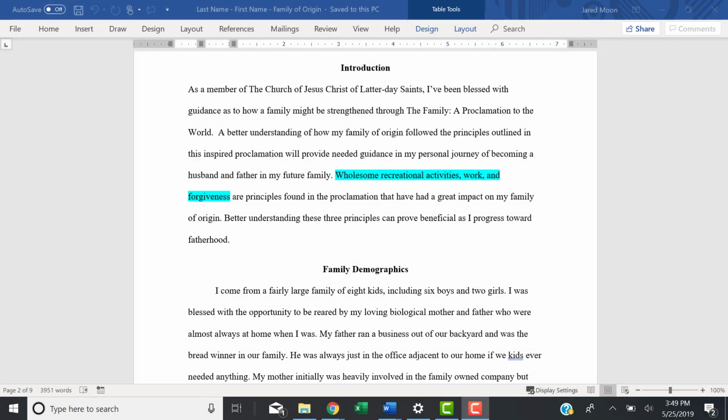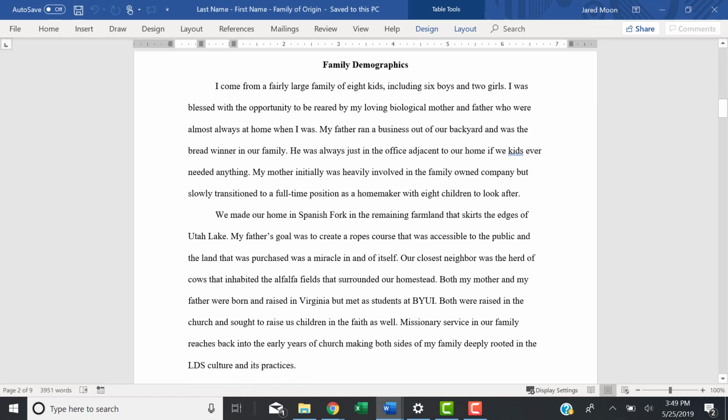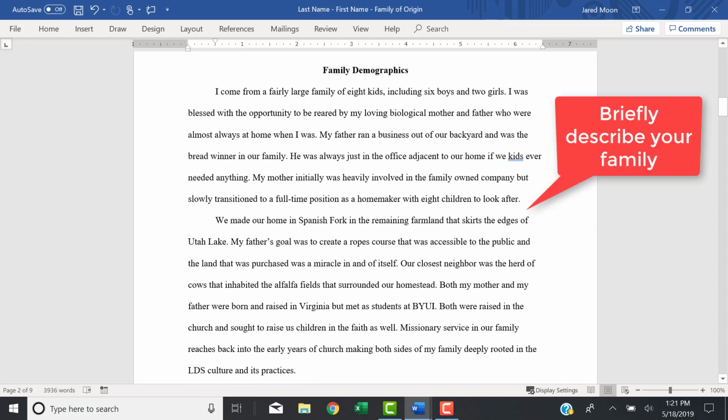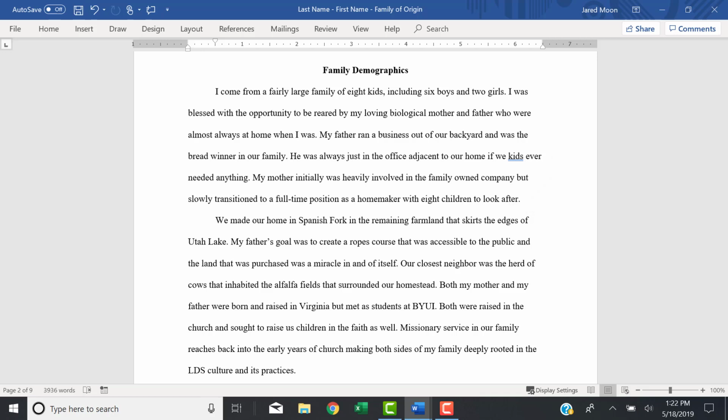Now, if you're a visual learner like me, it might help to take a field trip through an example. As you see, here is their introduction, and they list the specific principles from the proclamation that they're talking about. They also keep the introduction within 3 to 4 sentences. Next, we have their family demographics section. This is where they briefly explain their demographics from their family growing up, and they keep it within about 2 paragraphs.